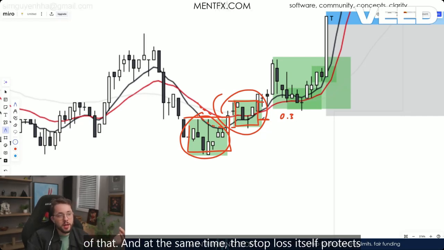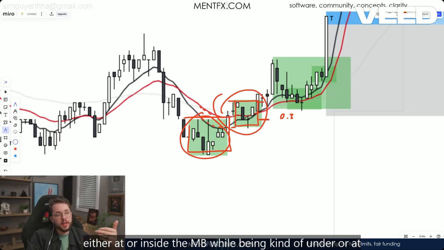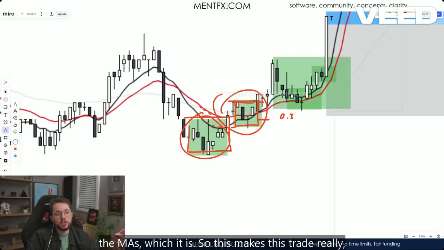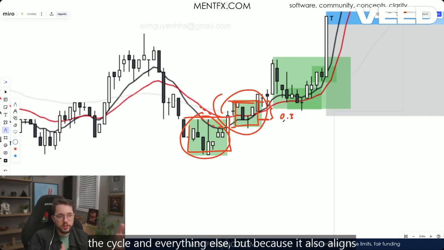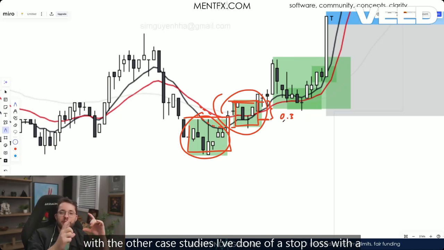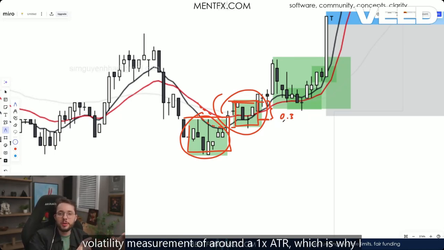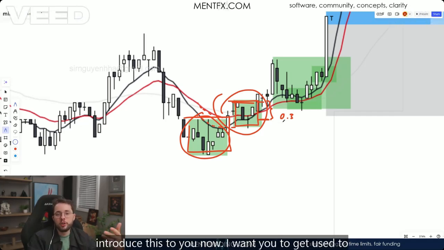And at the same time, the stop loss itself protects either at or inside the MB while being kind of under or at the MAs, which it is. So this makes this trade really, really good, more than happy to take. And that would be one that I'd be happy to execute, not just because it aligns for the cycle and everything else, but because it also aligns with the other case studies I've done of a stop loss with a volatility measurement of around a 1x ATR, which is why I introduced this to you now.